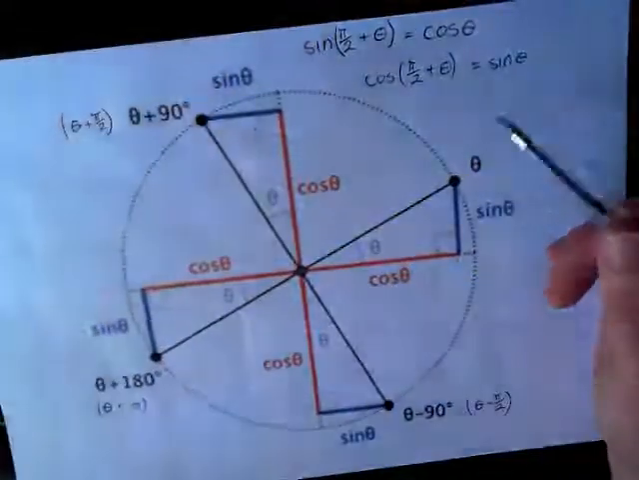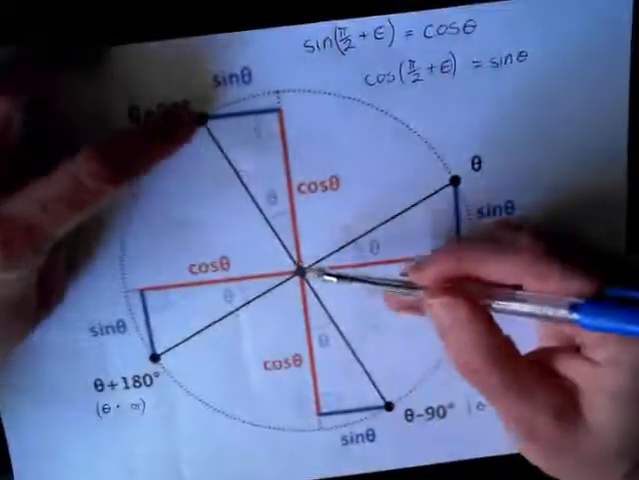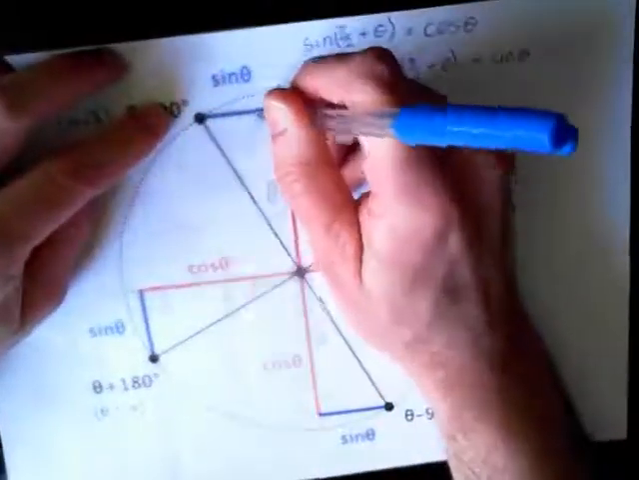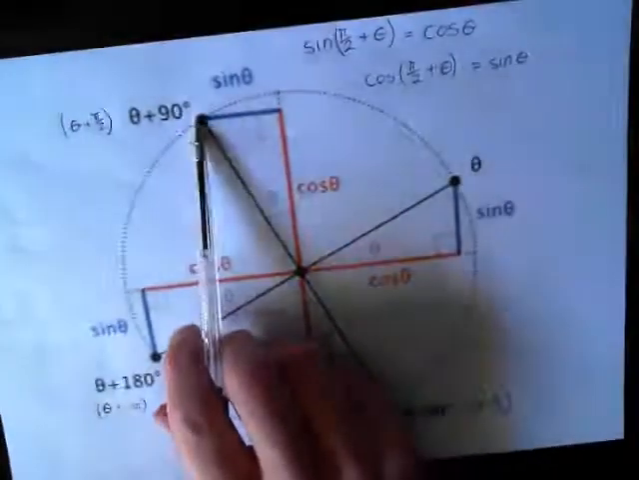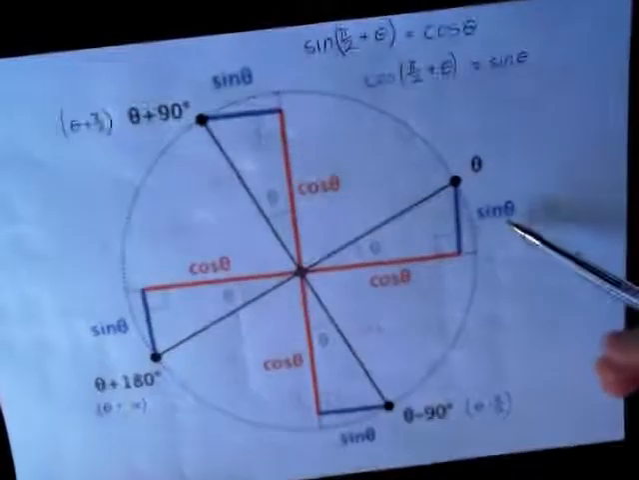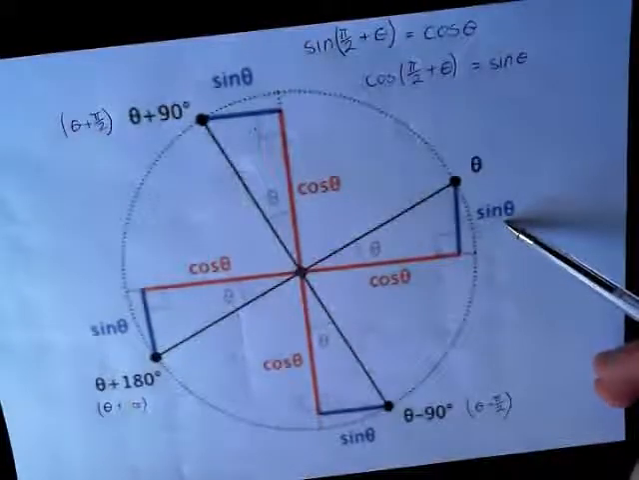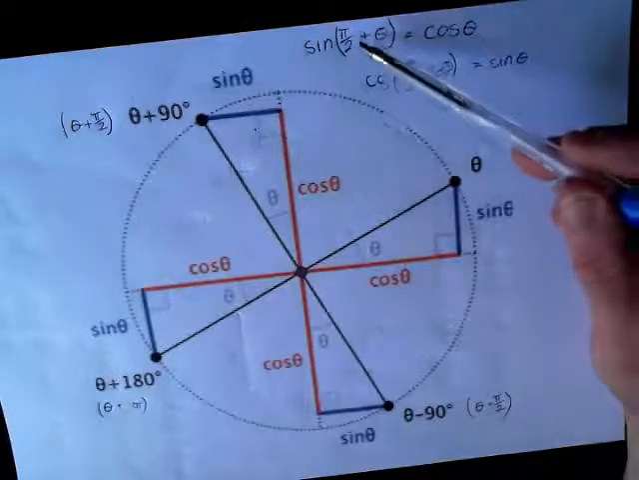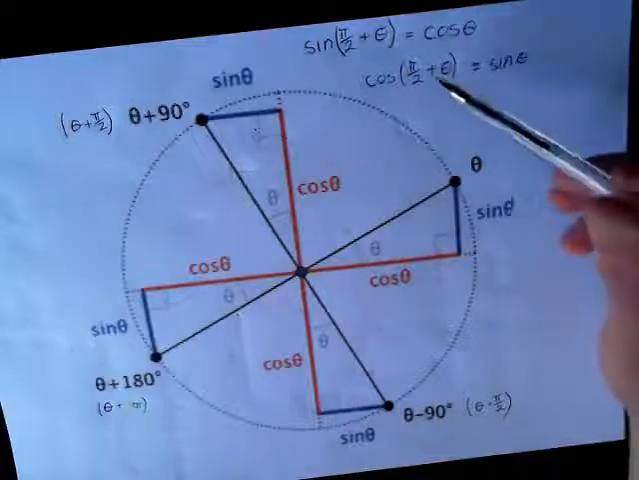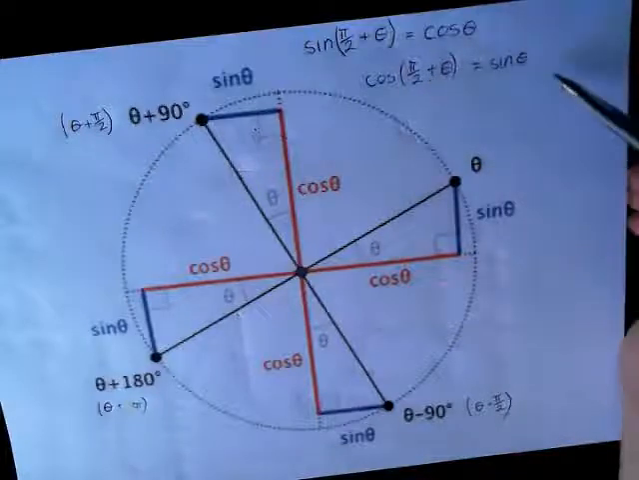Okay, and we've got the cos of this angle. What's the cos of this angle? It's this distance here, the blue line. The cos of this angle is the blue line, which has an equivalent length to the sine of the original theta. Okay, so sine of 90 plus theta equals cos theta. Cos of 90 plus theta equals sine theta.